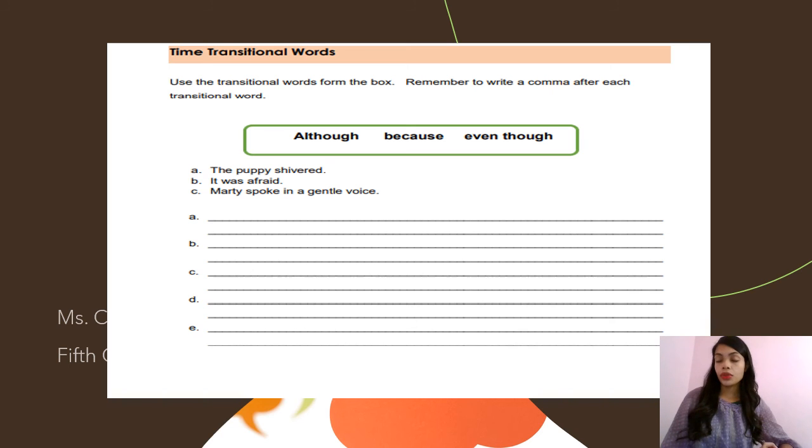It's gonna be your own. I don't know this thing. The puppy shivered, it was afraid. Marty spoke in a gentle voice. Those are there as an example of the ideas you can have, but you still have to make your own other idea and use your own transition word to apply to that sentence.